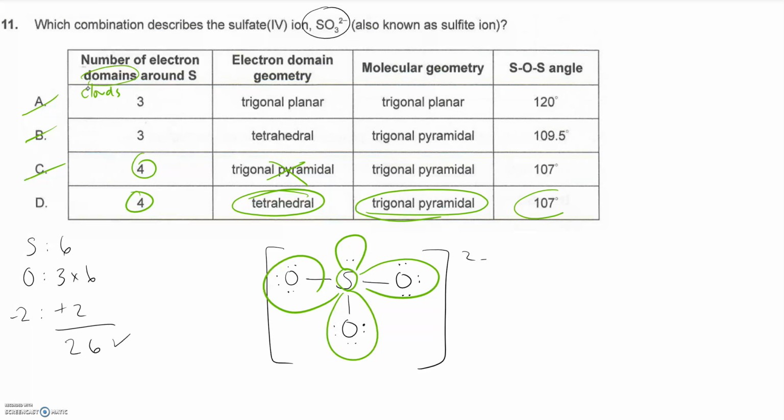And the angle would be likely right around 107. So normally we have a tetrahedral being like 109, but since this extra unbonded electron pair is going to take up more space than the bonds do, it's going to shove those electron clouds or those electron domains around further. It's going to decrease that angle between them, and so 107 is perfect. D is the correct answer.